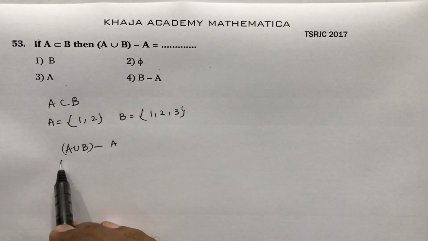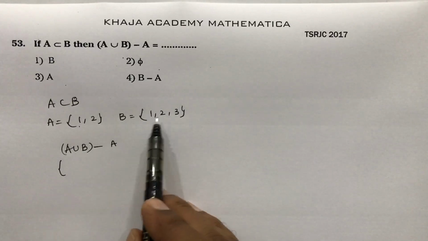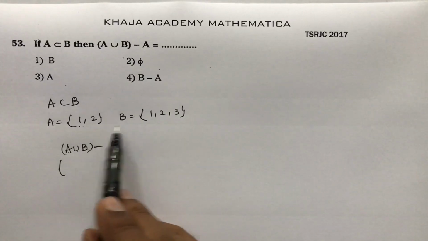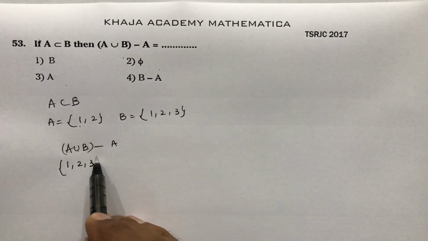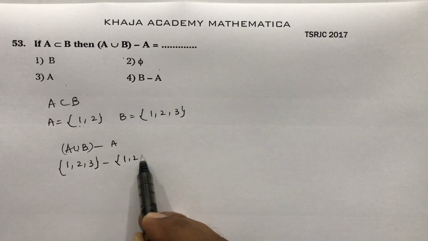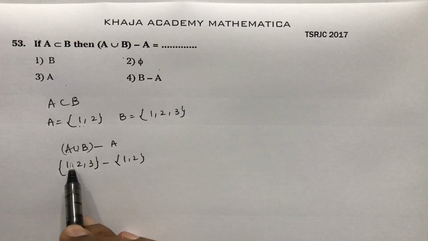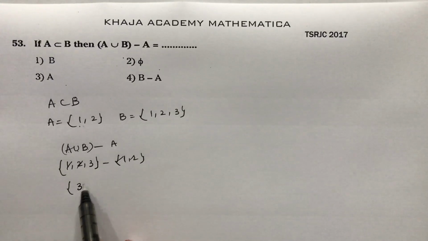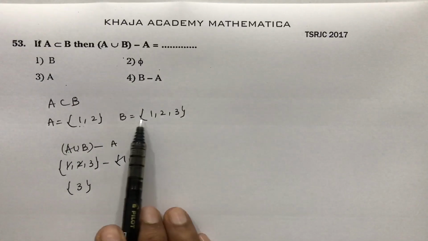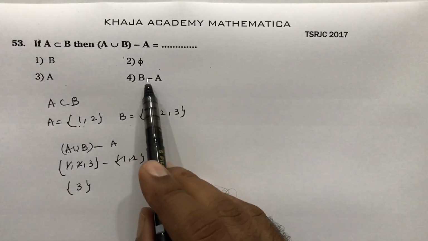A subset of B means all the elements of A should be in B: 1, 2 are in B. So that is A subset of B. A union B: union means we write all the elements without repeating, 1, 2, 3. Minus A. If you subtract 1, 1, 2, 2, you are left with only 3. So 3 is not A and not B also, and it is not a null set also. So the correct option is B minus A.